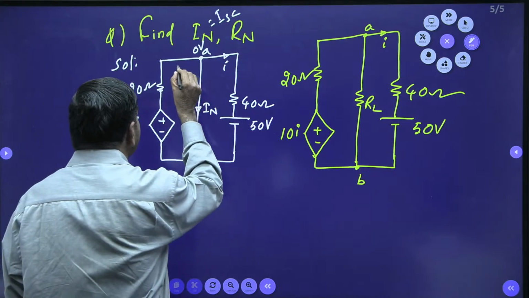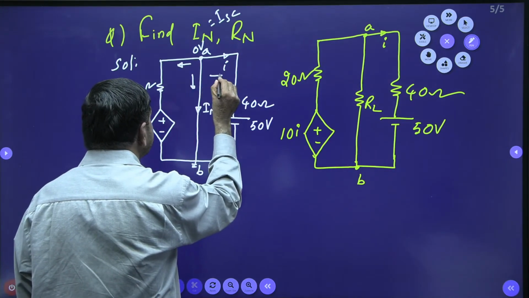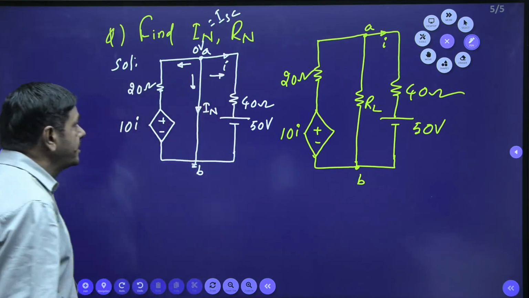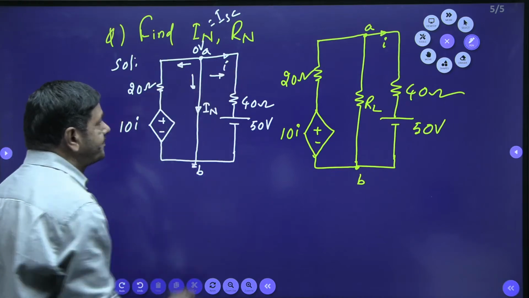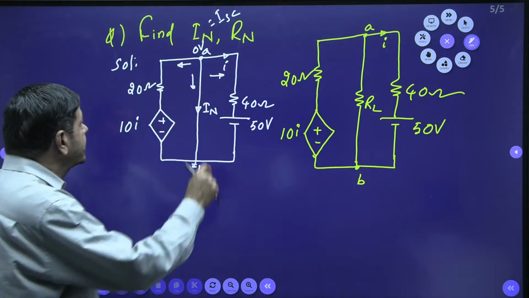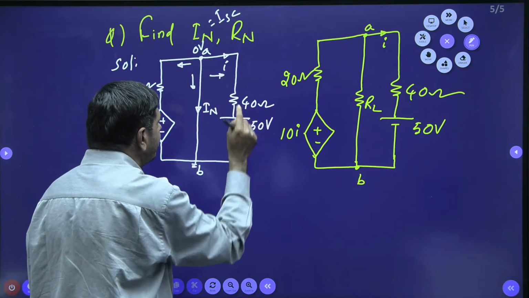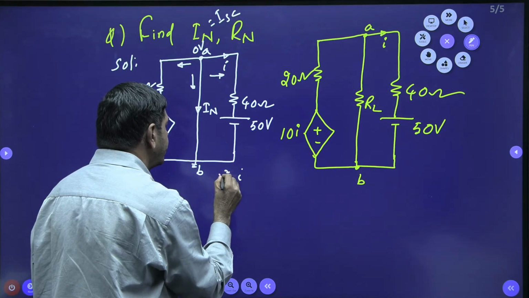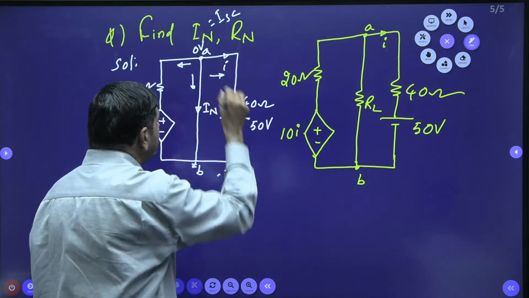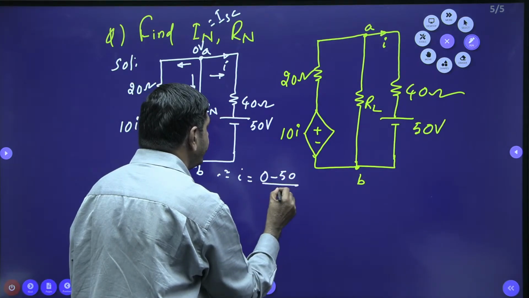As per the nodal, this current plus this current plus this current equals 0. Before that, what is that I? You calculate. I equals what can we say? Current across 40 ohm: 0 minus 50 by 40. I say current I is nothing but 0 minus 50 divided by 40, I can write.